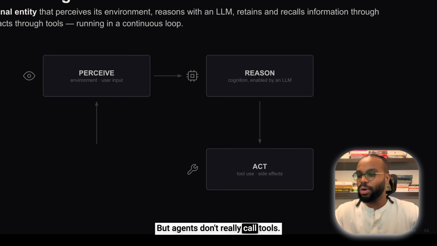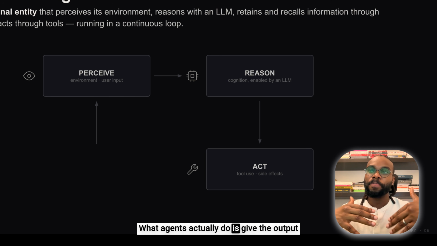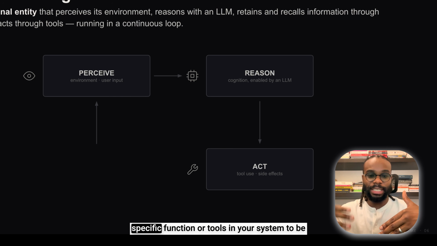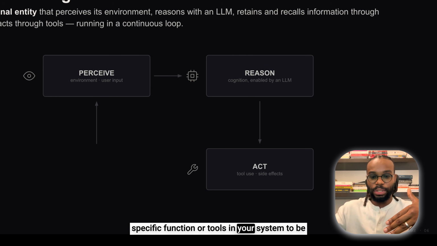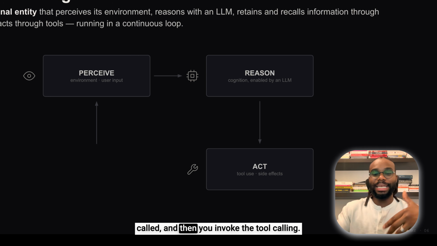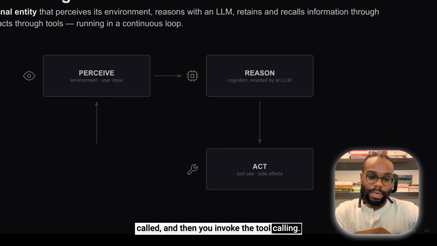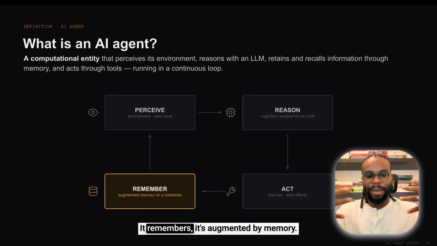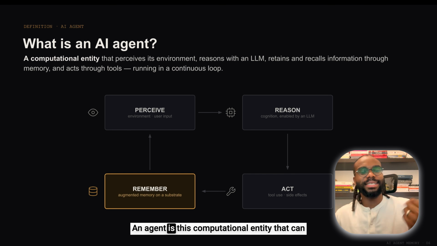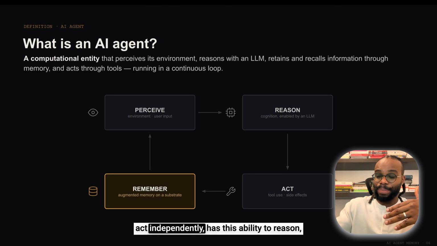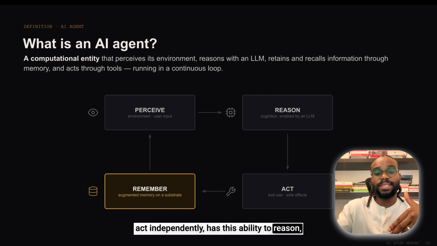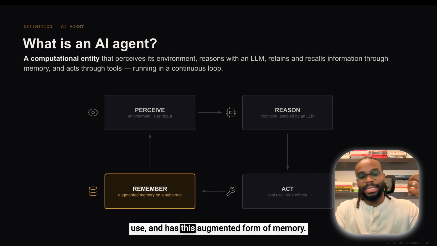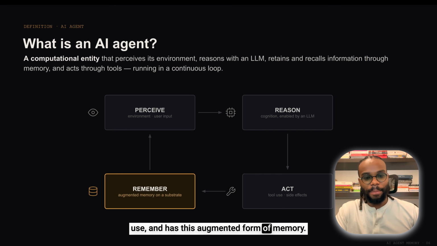But agents don't really call tools. What agents actually do is output the arguments that should go into a specific function or tool in your system to be called, and then you invoke the tool calling. Then an agent has to remember. It's augmented by memories. An agent is this computational entity that can act independently, has the ability to reason through an LLM, can take actions through tool use, and has this augmented form of memory.